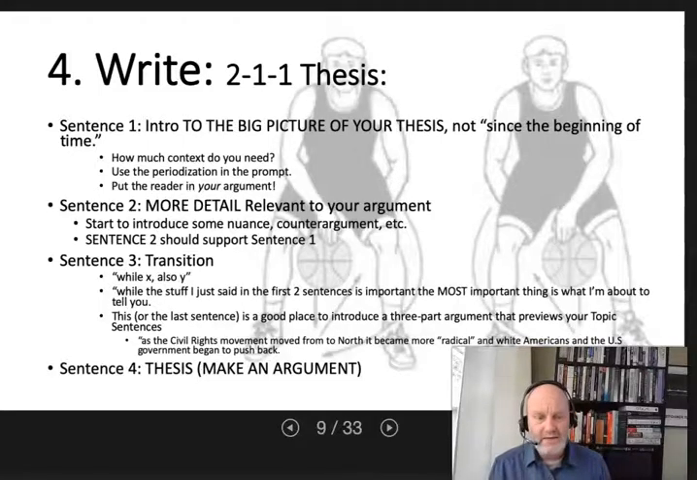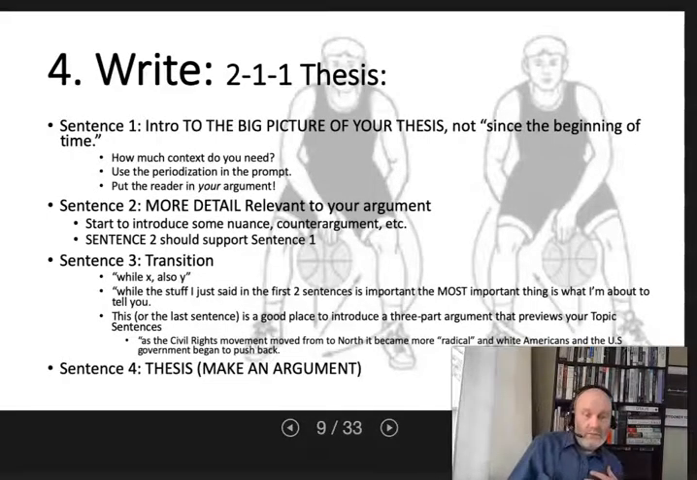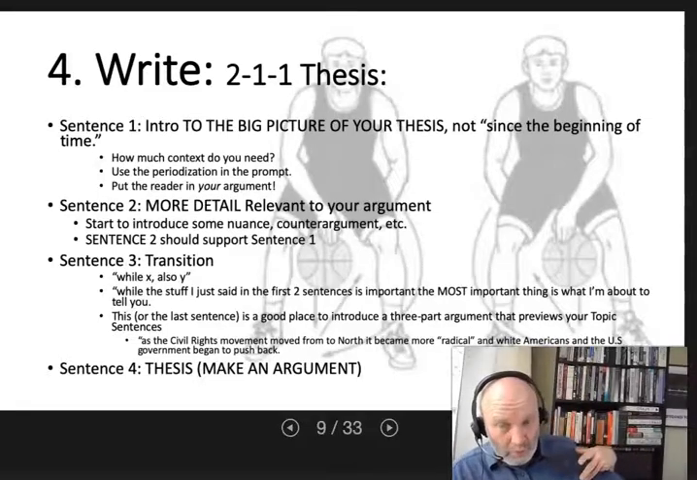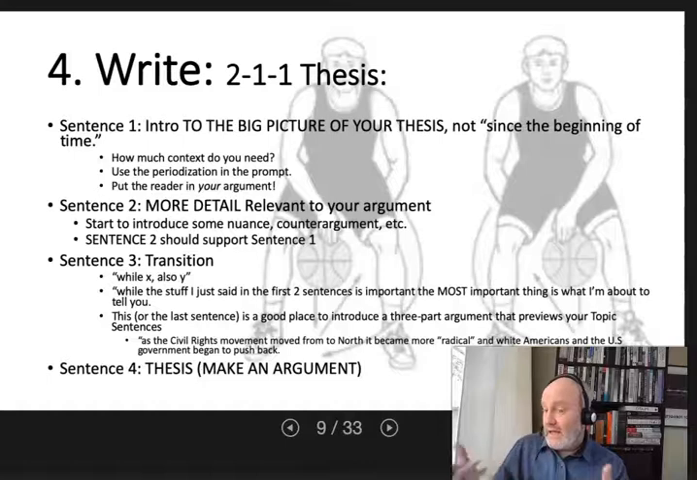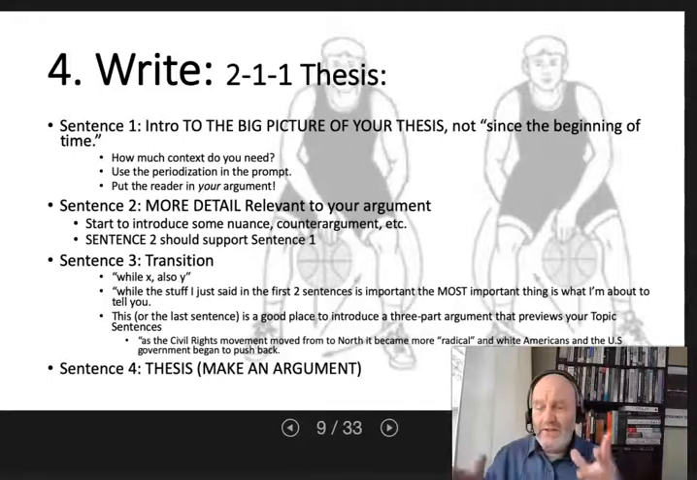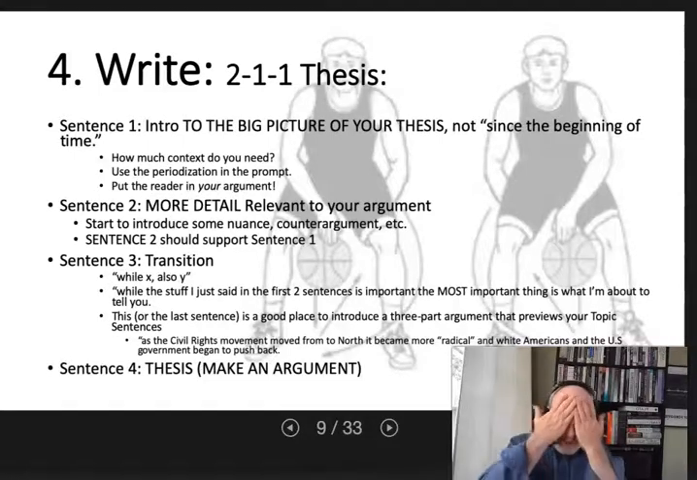Sentence 3 is the transition sentence, where you're going to introduce maybe some nuance, 3 or 4. While X, also Y. Well, the stuff I just said is true, but there's something that's even more true and more important. Something that's going to introduce nuance and also potentially introduce the 3-part structure of your argument. So for my example here, again, making it up as I go.